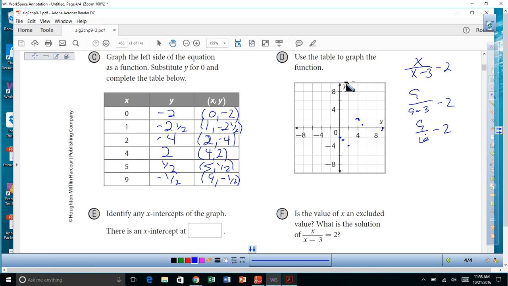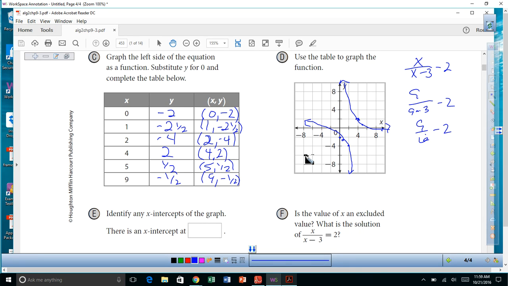So you're going to have something that goes maybe something like this. And then you're going to have something that's going to go maybe something like that. I kind of missed them a little bit, but you get the hint. And that's what it looks like.